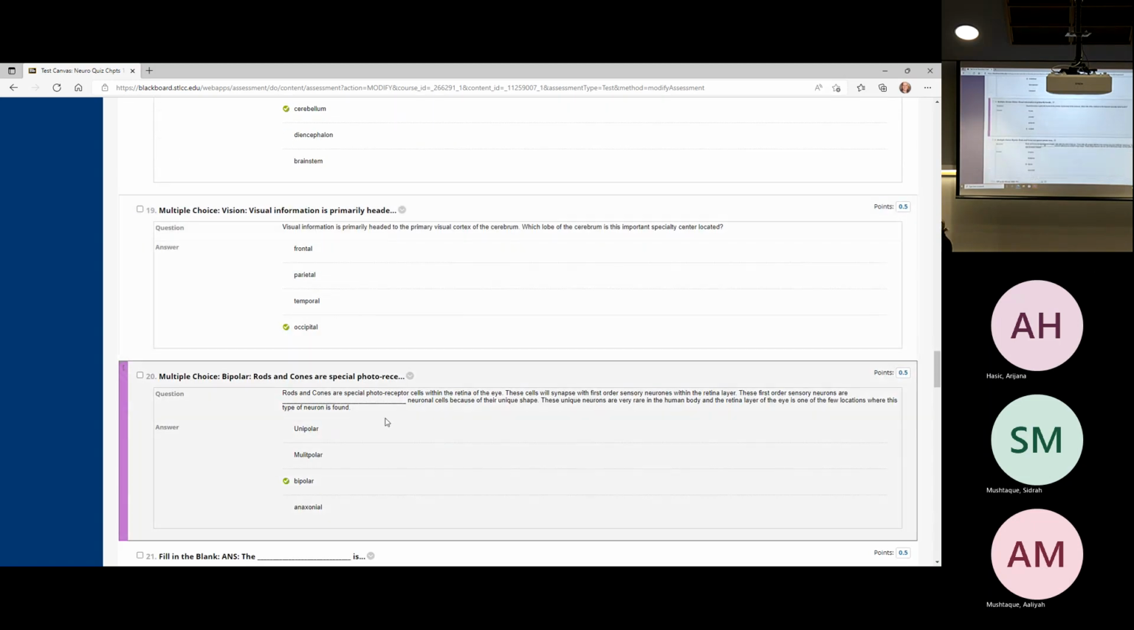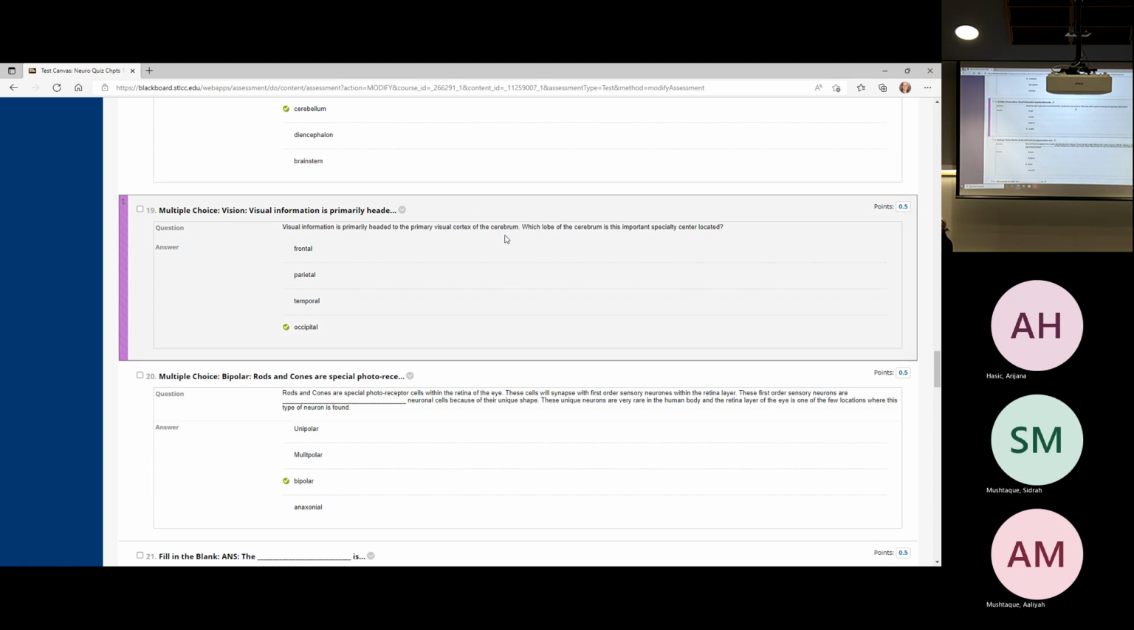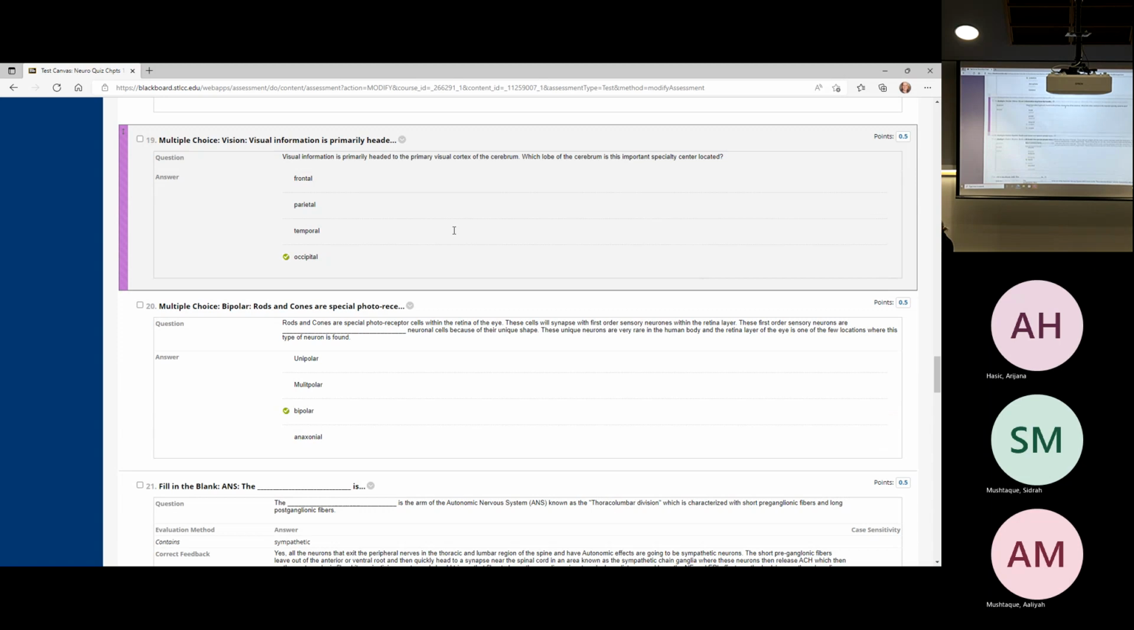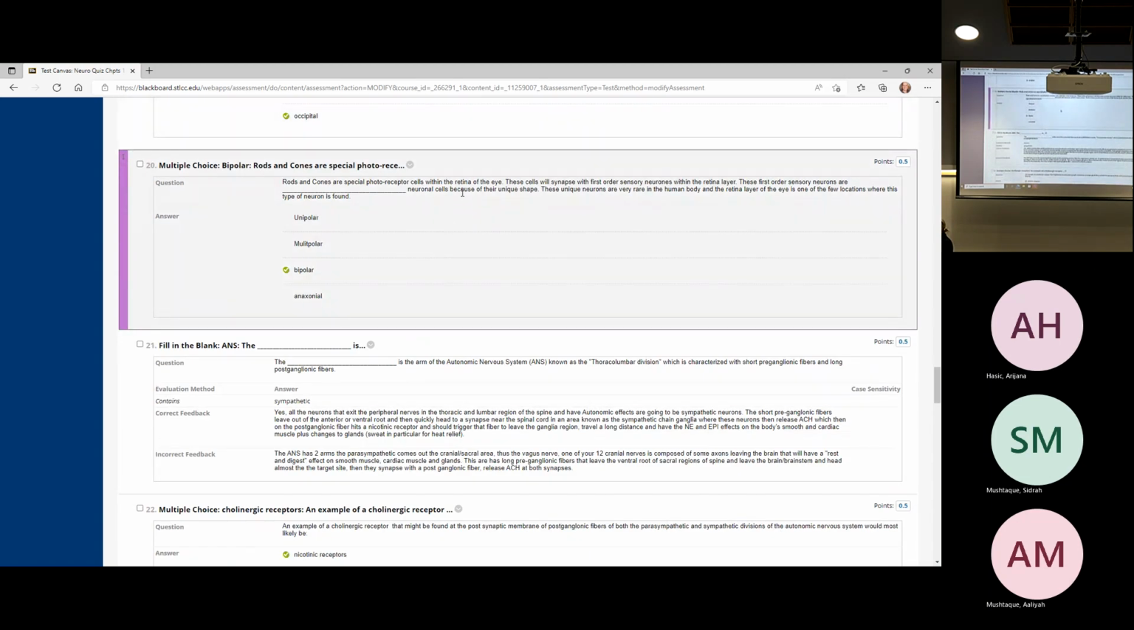Visual information is primarily headed to the primary visual cortex of the cerebrum. Which lobe? Occipital. Rods and cones are special photoreceptors within the retina of the eye. These cells will synapse with a first-order neuron within the retinal layer. These first-order neurons are special because they're the only ones in the whole human body that we associate as being bipolar. So their little cell has two extensions coming off of it.